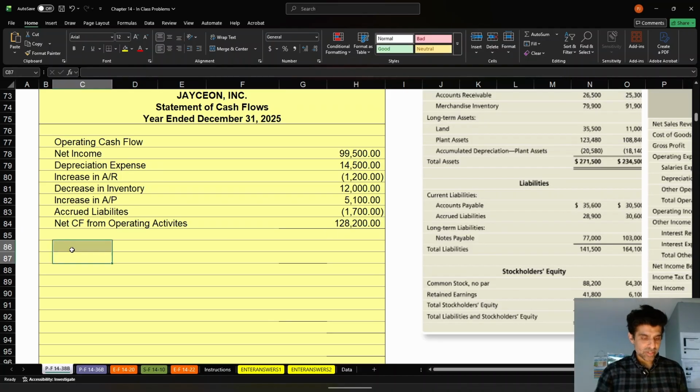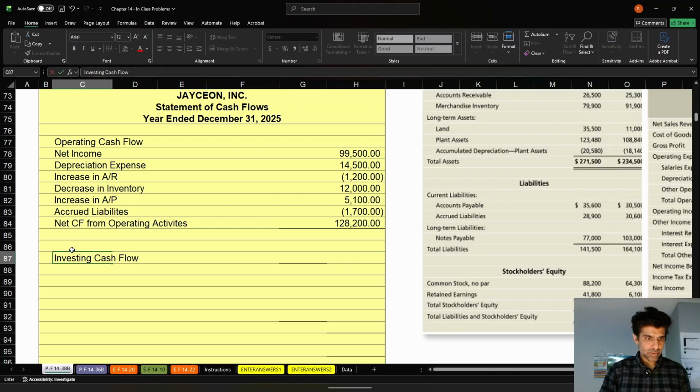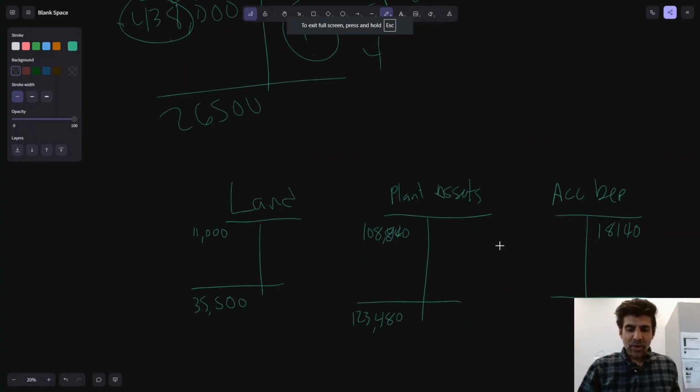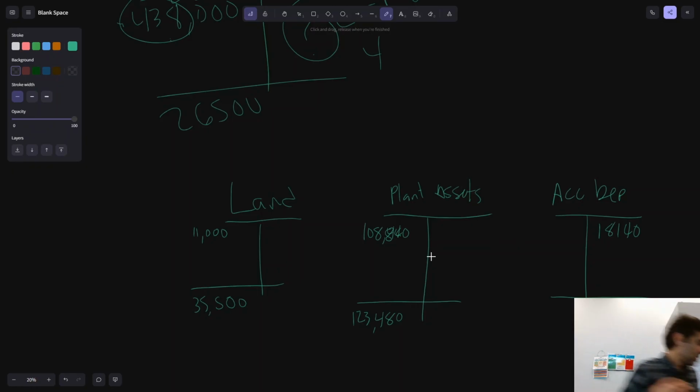Okay, all right, so now we're doing the investing section. Investing cash flow, we'll call it. Okay, so you're going to have acquisition of assets and then disposal of assets. I've just recreated this based on the comparative balance sheet, these three accounts.